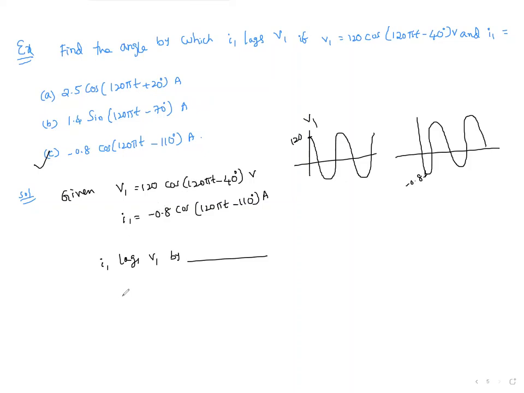I will first adjust this I1 angle. So I will remove this minus. How can I remove minus? Minus cos theta, what can I write? I need to remove this minus. Cos of minus theta is one way. Another way is cos of pi plus theta.